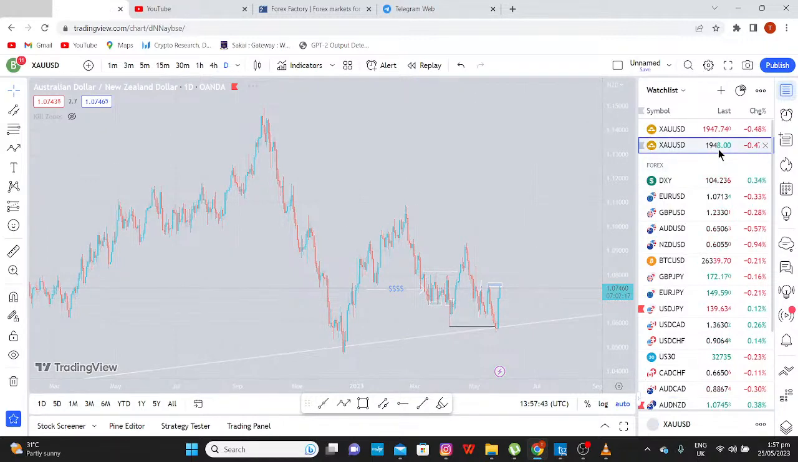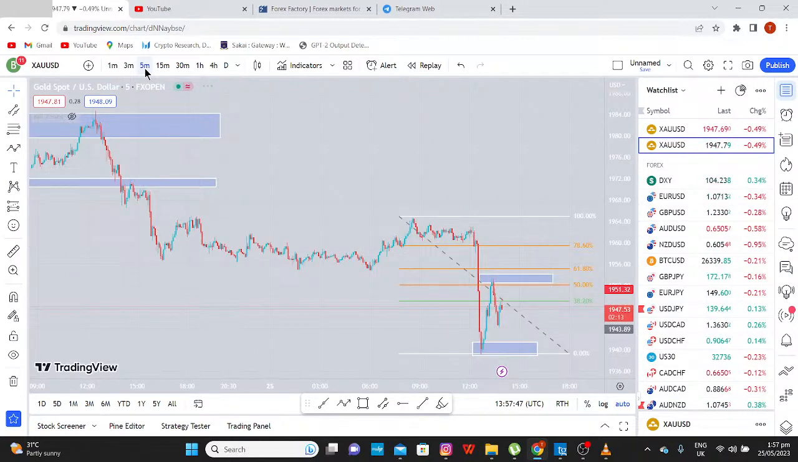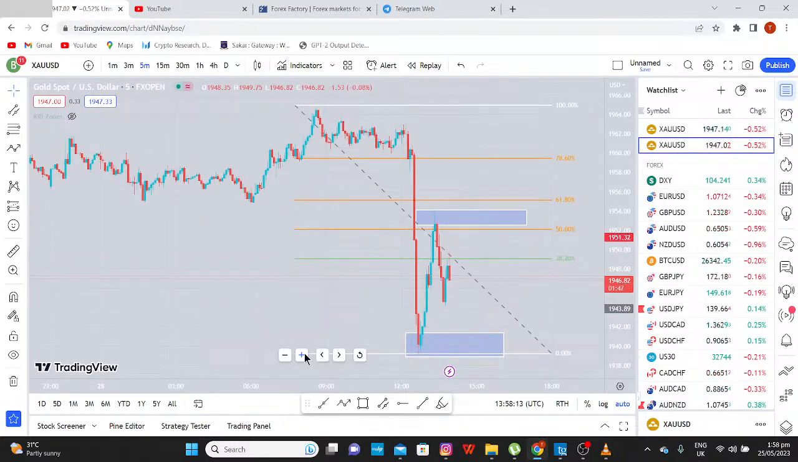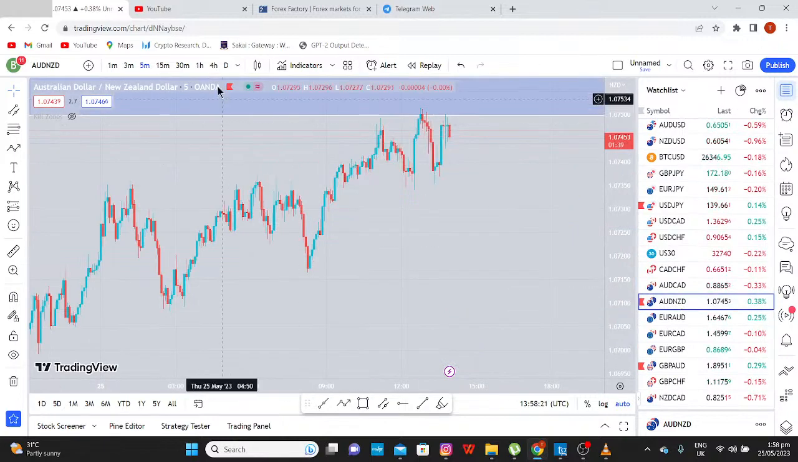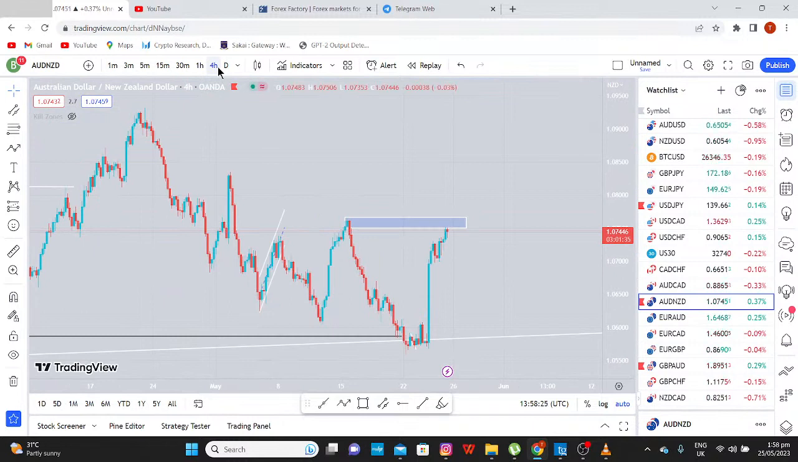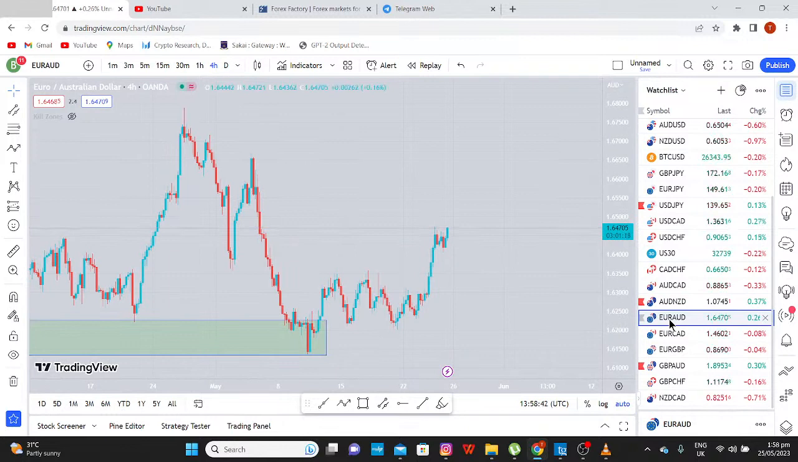So let's look at gold. What is gold saying? Let's not forget we are here because of gold. So not in any of our zones. At the moment, we are still watching. Oh yeah, so on AUD NZD, I think. Yep. So there's nothing interesting again on AUD NZD.